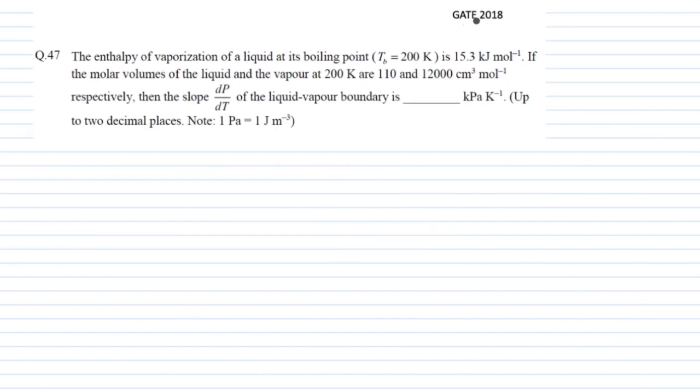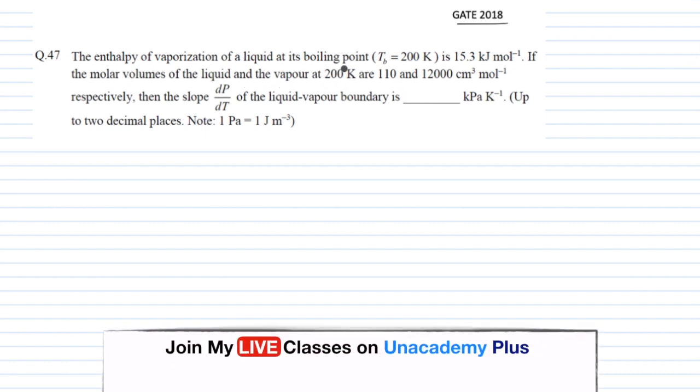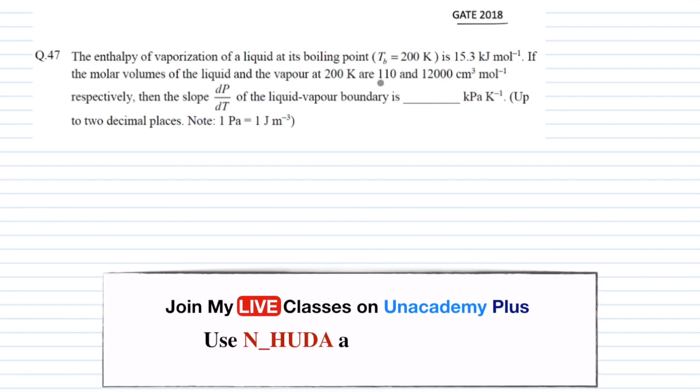Alright, so this question was asked in GATE 2018 exam, and the question says that the enthalpy of vaporization at its boiling point, the boiling point is given to us as 200 Kelvin, and the enthalpy of vaporization is given to us as 15.3 kilojoules per mole. Now it says that if the molar volume of the liquid and the vapor at 200 Kelvin, that is at the boiling point, is 110 and 12,000 centimeter cube per mole respectively, then the slope dP by dT of the liquid vapor curve, or liquid vapor boundary, is.